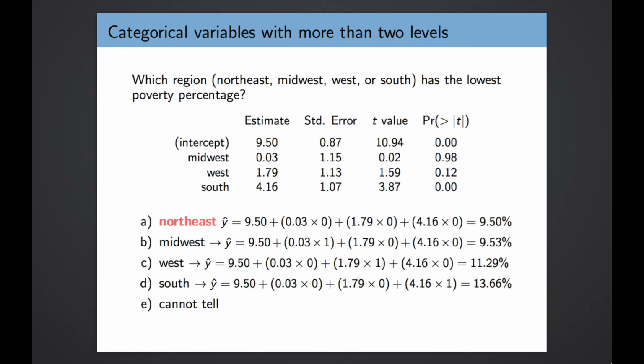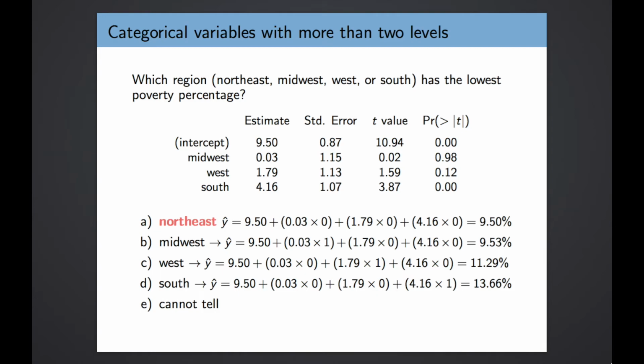So if we go ahead and solve this out, let's look, for example, at the regression equation for West. So if we solve for our predicted value of y, our predicted value of the poverty percentage, we're going to have our intercept, 9.50, plus the beta for Midwest times the value for Midwest. So remember, if this is a western state, then it's not in the Midwest. So the Midwest x gets 0. So we take 0.03 times 0 is just 0.